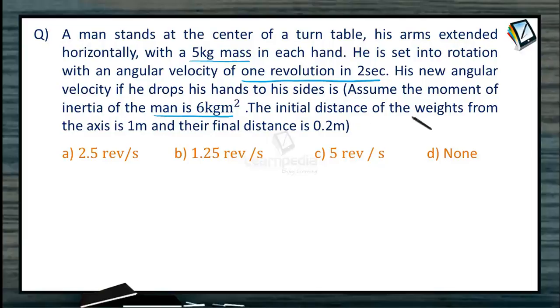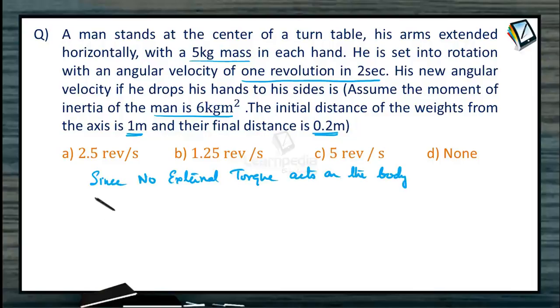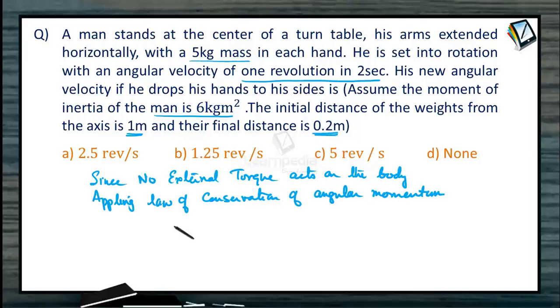The initial distance of the weight from the axis is 1 meter and the final distance is 0.2 meter. Since there is no external torque acting, angular momentum is always conserved. Applying the law of conservation of angular momentum, angular momentum initial is equal to angular momentum final.